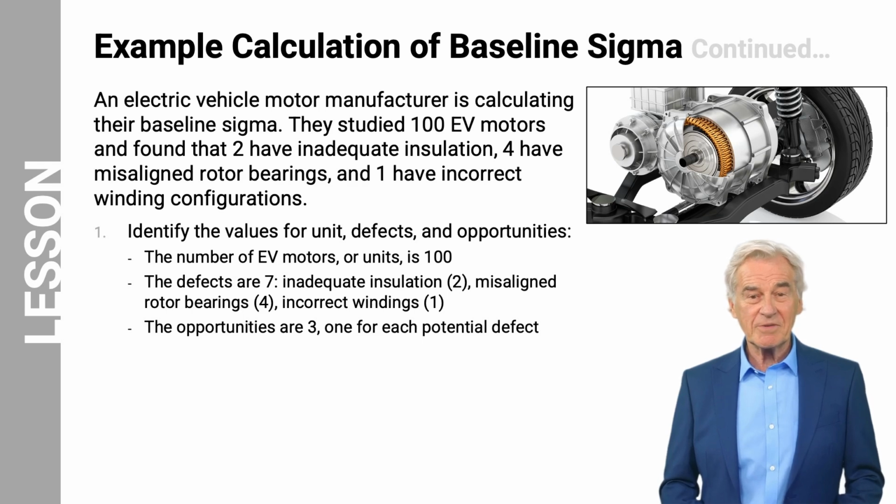Let us look at an example. Let's assume that an electric vehicle motor manufacturer is calculating their baseline sigma. The unit of interest in this situation is the individual motor units produced. The product is considered defective if the motor insulation is inadequate, the rotor bearings are misaligned, or if the motors have incorrect winding configurations. Therefore, the number of defect opportunities is 3, one for each problem. Let's say the project team studies 100 motors and finds that 2 have inadequate insulation, 4 have misaligned rotor bearings, and 1 of them has incorrect winding configurations.